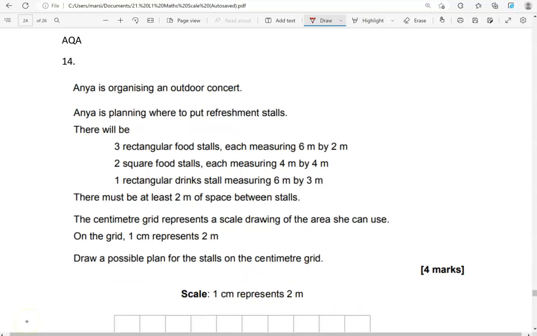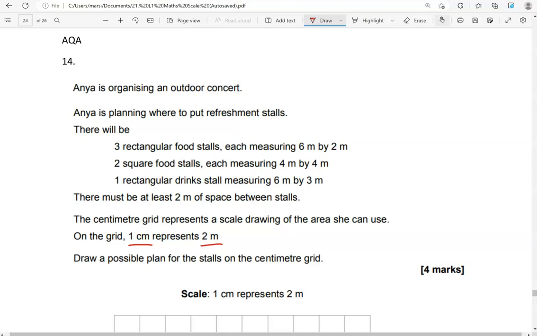Anya is organising an outdoor concert. Anya is planning where to put refreshment stalls. There will be 3 rectangular food stalls, each measuring 6 meters by 2 meters. 2 square food stalls, each measuring 4 meters by 4 meters. 1 rectangular drink stall measuring 6 meters by 3 meters. There must be at least 2 meters of space between stalls. The centimeter grid represents a scale drawing of the area she can use. On the grid, 1 centimeter represents 2 meters. Draw a possible plan for the stalls on the centimeter grid.